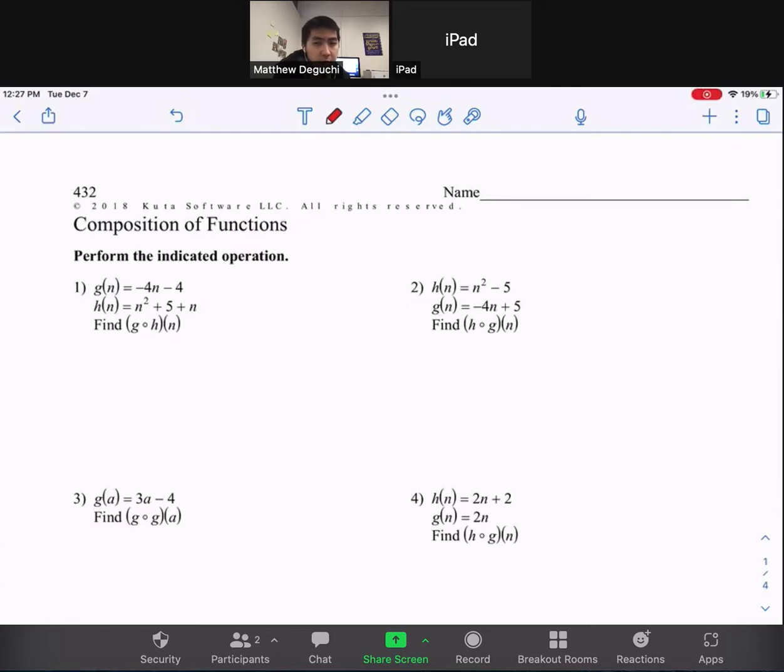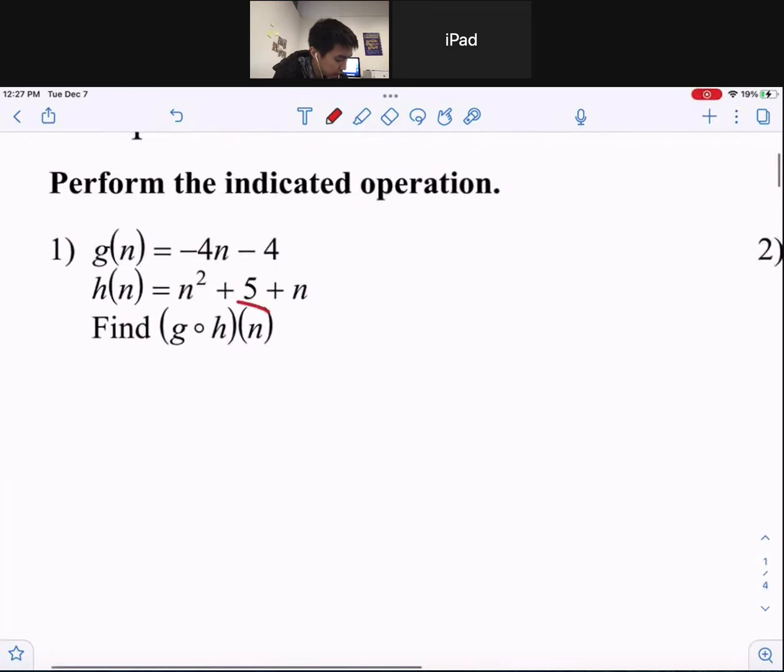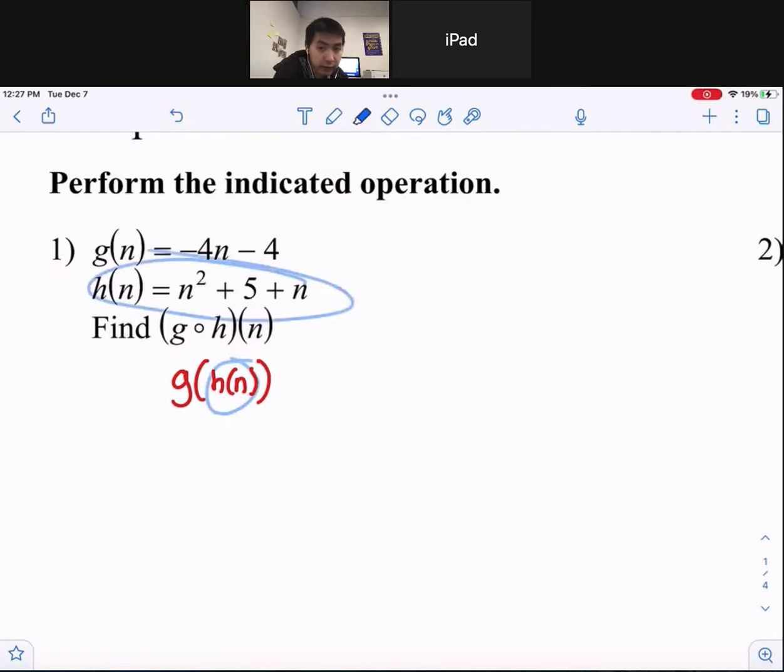Here's your guys' homework on composition of functions. So first, let's convert this to look like g of h of n. Now, let's substitute in this h of n for the h of n function. So we're going to have g of n squared plus 5 plus n.